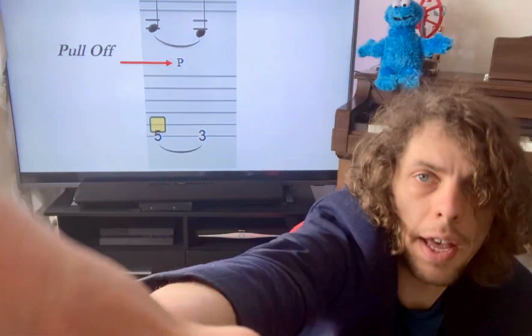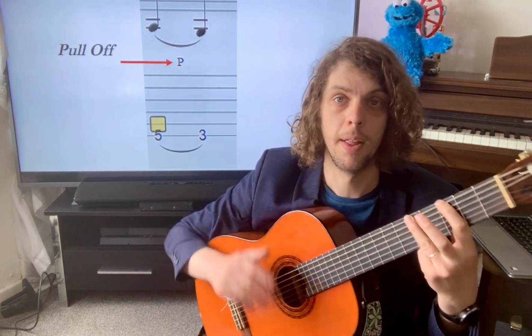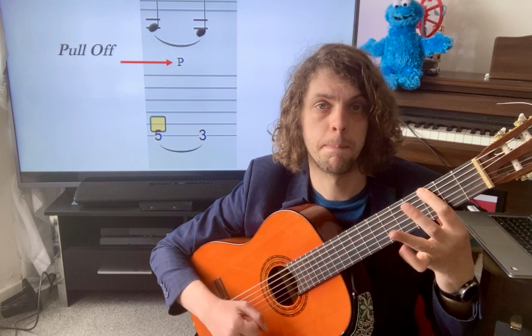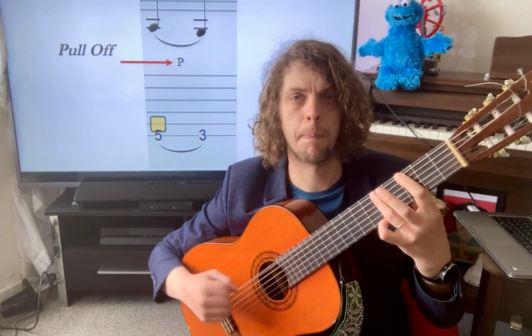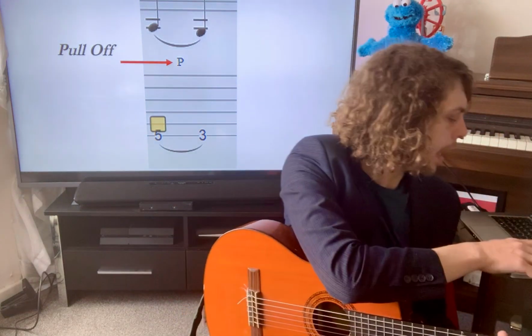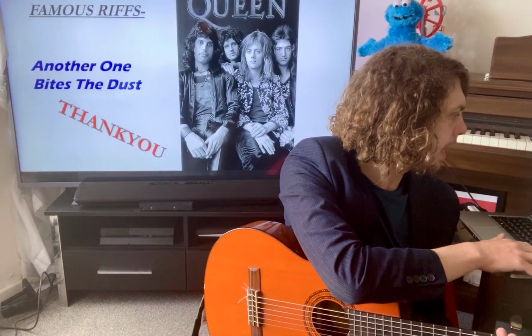I have one finger on the 3rd fret, and I have another finger on the 5th fret. So there's 2 fingers on the same string. And then I'm going to pluck the string and remove one of the fingers. That's the difficult bit. So there it is. Let's just do that one more time. And then I can put that at the beginning of the riff.